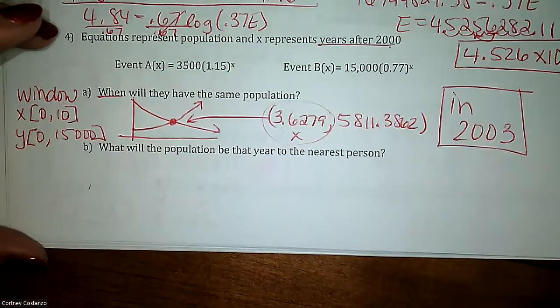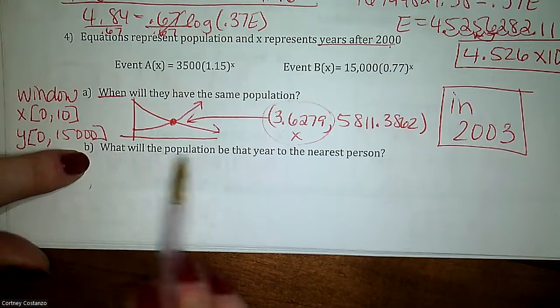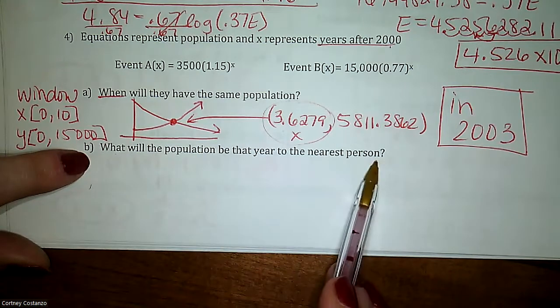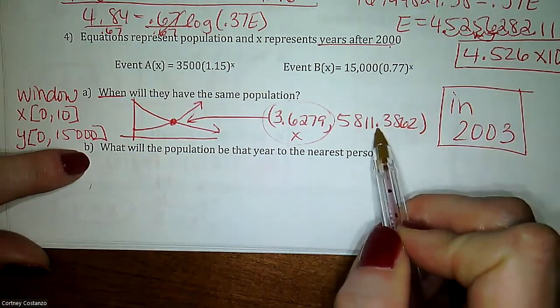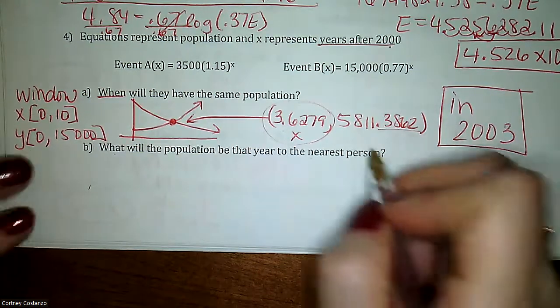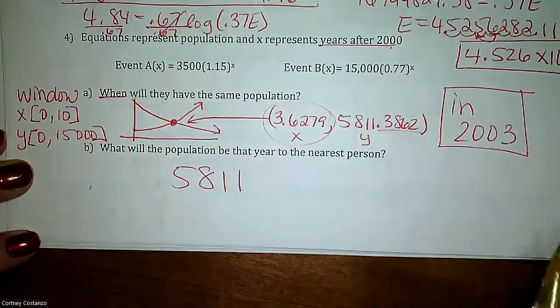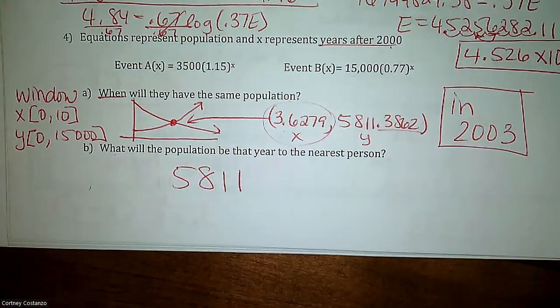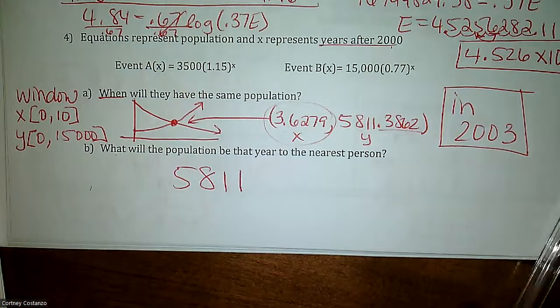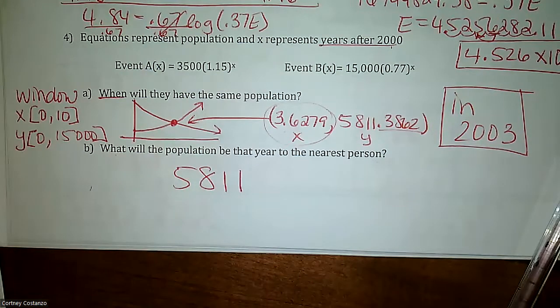Now, part B says, what will the population be that year to the nearest person? So obviously to the nearest person, 0.3 will not round up this number. The Y is how many people. So 5,811 people would have attended or been the population that year for these two events. Hope that all makes sense. See you next time.